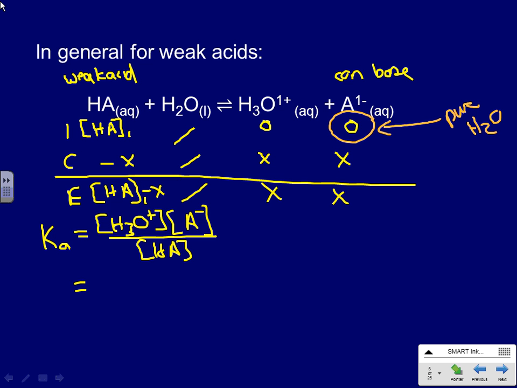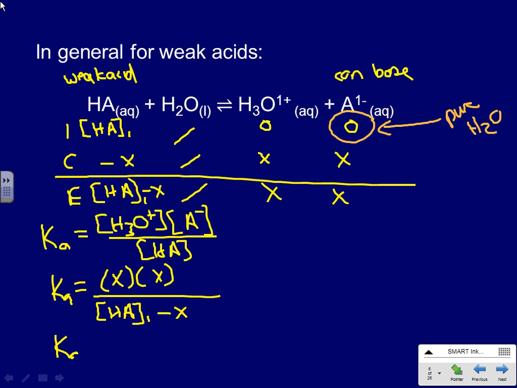This at equilibrium, X, X. In this case, the initial concentration, HA initial, minus X. That's equal to Ka. I'll bring those two X's together. Ka equals X squared over HA initial minus X. If I bring this through and multiply it through, I'm going to have an X, I'm going to have an X squared, and I'm going to have a number. This is going to be a quadratic.